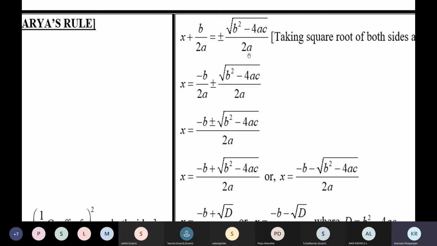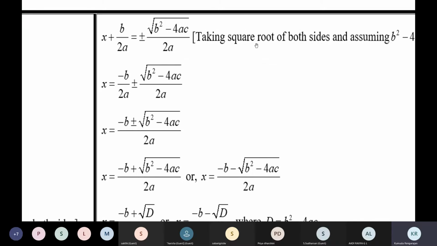So 2a here. Now remember, we are solving for x. We are trying to find the formula to find x. So what should you do? You should separate x from b by 2a. Only then you can find that expression for x. You must separate it from b by 2a. So transpose this one. Take it to the other side because x should be alone.